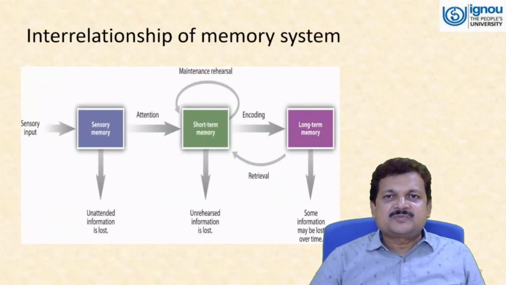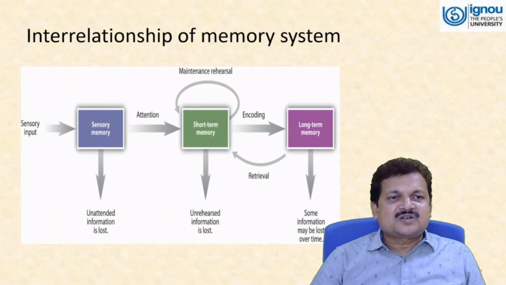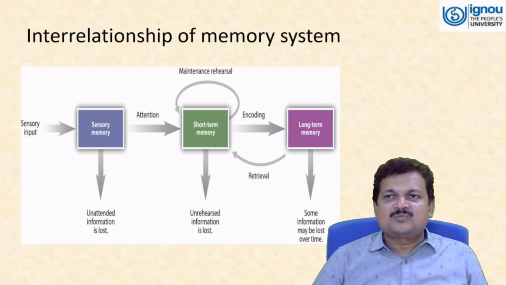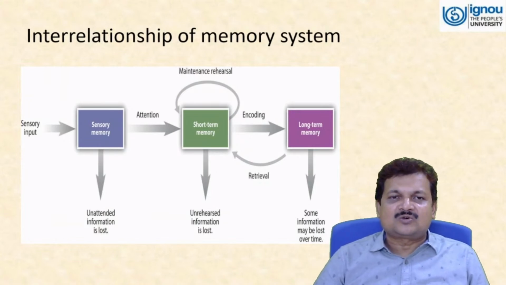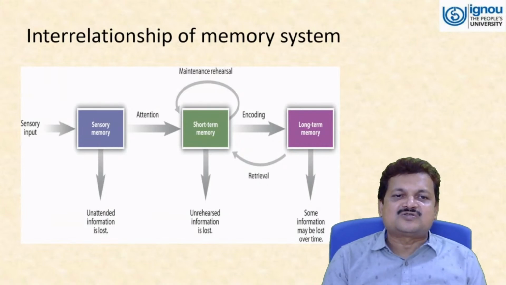Now, the interrelationship of the memory systems. We find sensory input, then sensory memory, short-term memory, and long-term memory. First comes sensory input. Sensory input is the information, as I told you already, which affects our senses, that is, the stimuli. When a stimulus comes, it first comes to the sensory memory.